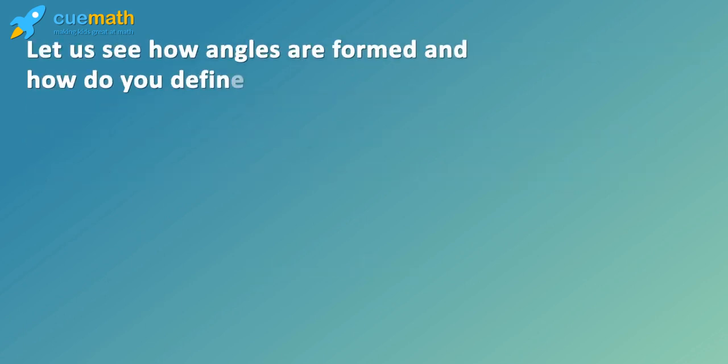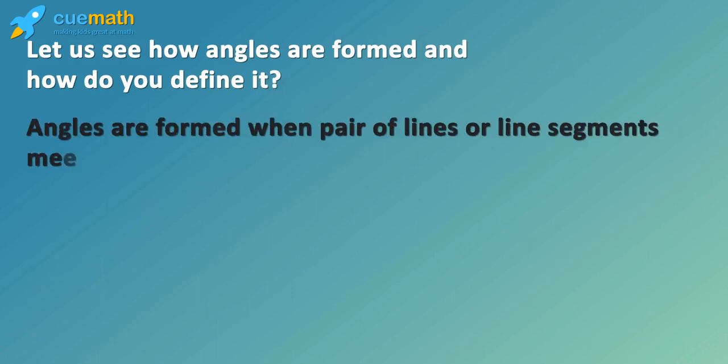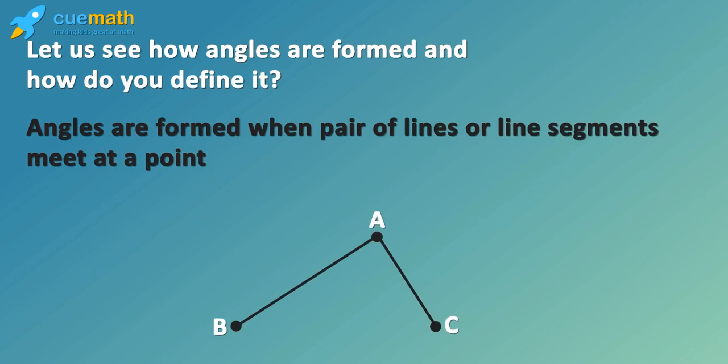Now, let us see how angles are formed and how you define it. Angles are formed when a pair of lines or line segments meet at a point. For example, in this case, the line segments AB and AC meet at the point A to form the angle A or angle BAC or angle CAB. All these three names represent the same angle. You can take any order of points, but you have to remember the middle letter represents the angle formed. Here, AB and AC are the arms of this angle, and A is the vertex of this angle.